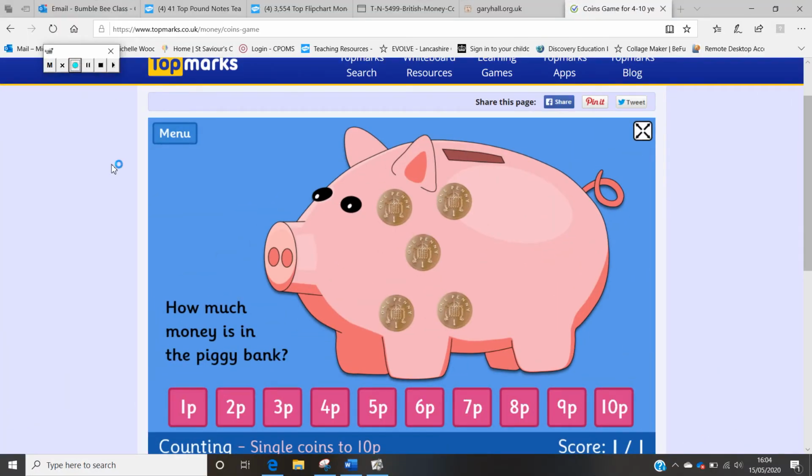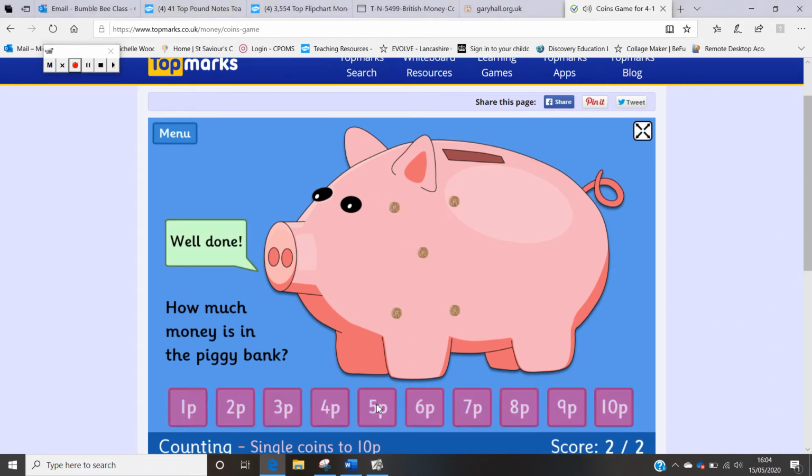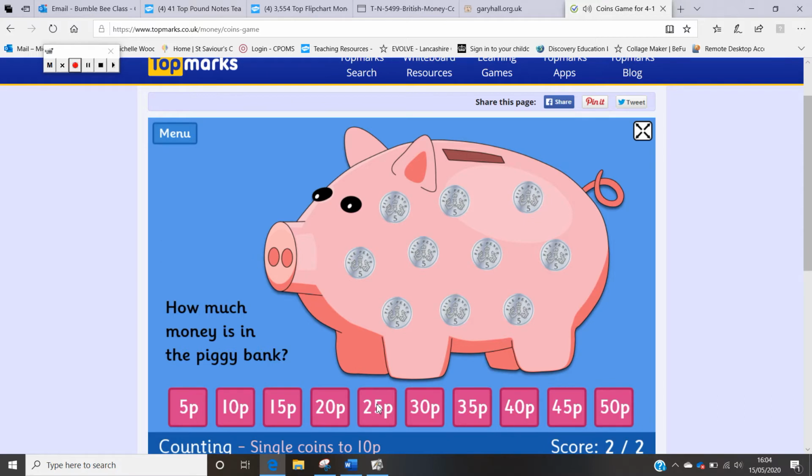Okay, so if we have a look at this one, we've changed the coins this time. So this time we have got the 1p coin, and that is because there is a 1 on our penny, and it also says 1p round the edge. So when I'm counting them this time, I'm going to count in steps of 1. So we're ready? 1, 2, 3, 4, 5. So in my piggy bank here, I have got 5p. So I look along the bottom and select the number 5, and then our coins change.